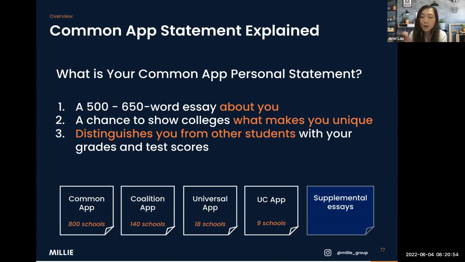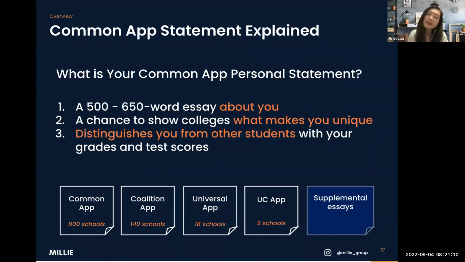So if possible, I always ask my students to try to stick with Common App because it has the widest coverage, and you probably wouldn't want to get caught in this situation where you need to open a lot of different student accounts in different application systems.